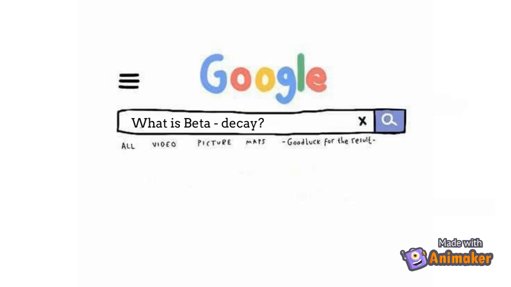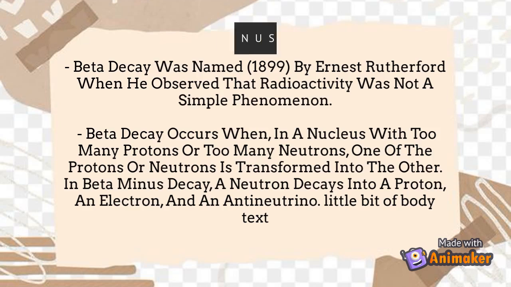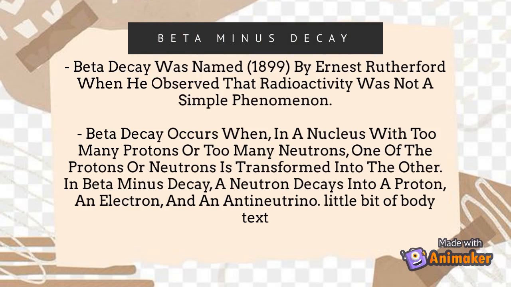After beta plus decay, let's move on with beta minus decay. What is beta minus decay? In beta minus decay, beta decay also occurs when a nucleus has too many protons or too many neutrons. Just like what beta plus decay does, beta minus decay also turns a neutron into a proton.